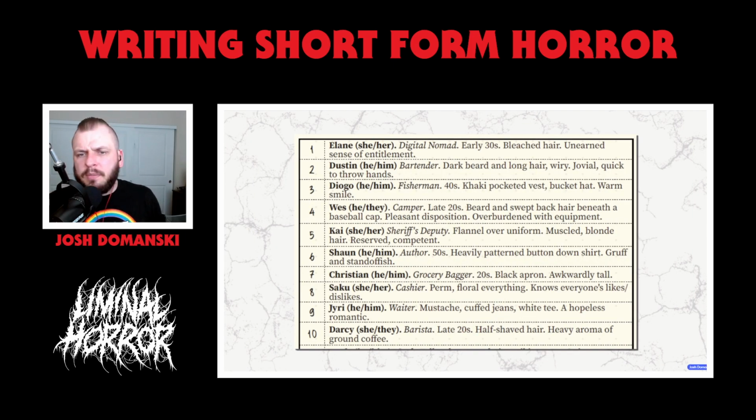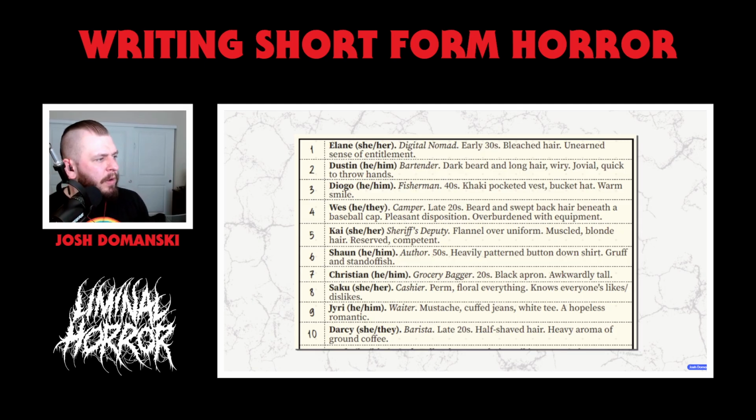All right, so we got a couple of examples of NPCs here. These are background NPCs. This list comes from the Bloom as well. I'm not going to spend much time here, but quickly, we got Elaine up here, a digital nomad who's in her early 30s, bleached hair. And the fun thing is that little quirk, the unearned sense of entitlement. I could read that sentence to you, and you know exactly who that character is. Just a sentence effectively, and a name. That's all you really need. You can run that character right now.